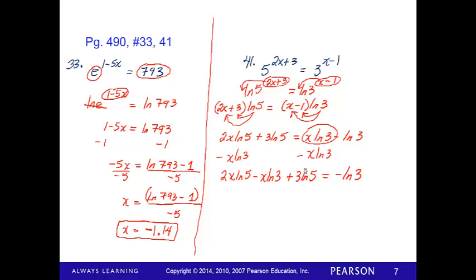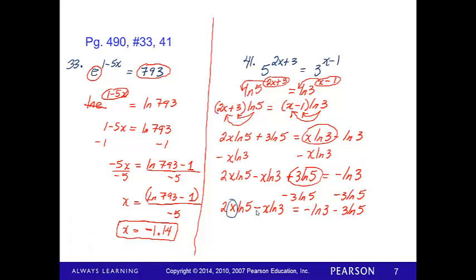Okay, almost there. This guy does not have an x, so I'm going to move him from the left side to the right side, and of course, let's go ahead and subtract. So now we have 2x times the natural log of 5 minus x times the natural log of 3 equals negative natural log of 3 minus 3 natural log of 5. Notice I cannot combine any of these because they don't actually have the same natural log. They're different.